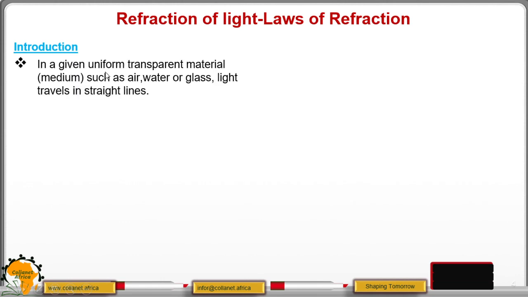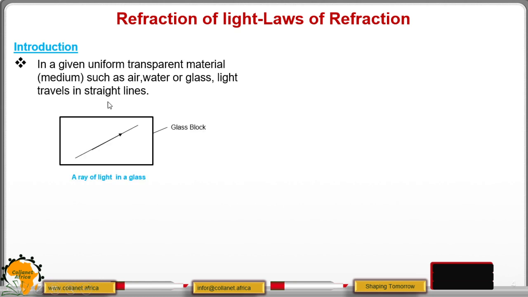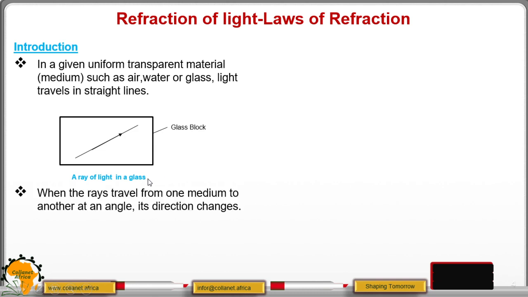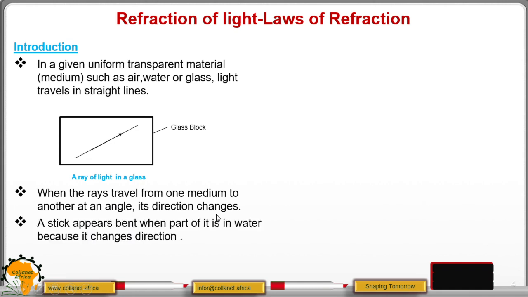Now, when we have a uniform transparent material, and examples are air, water, or glass, light travels in a straight line, like shown here. We have a glass block, and the ray of light is passing through that glass block. You find that it moves in a straight line. But when it travels from one medium to another at an angle, its direction changes.